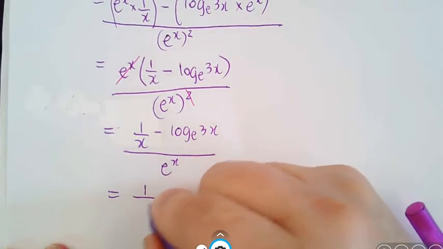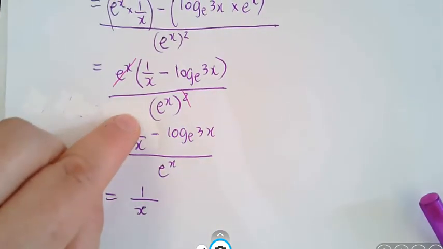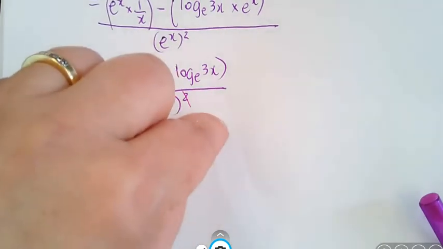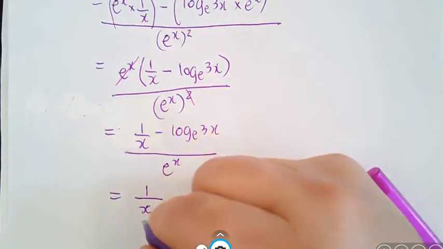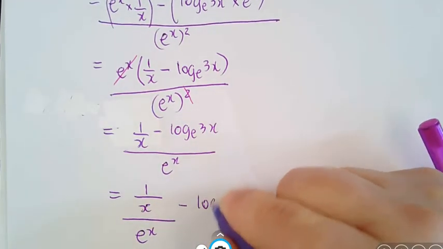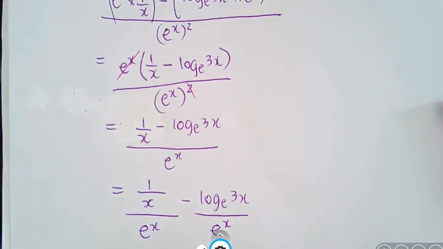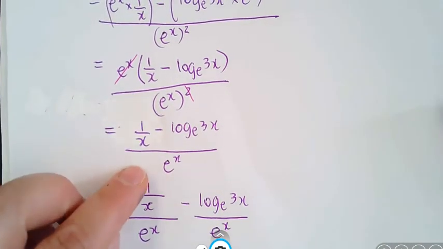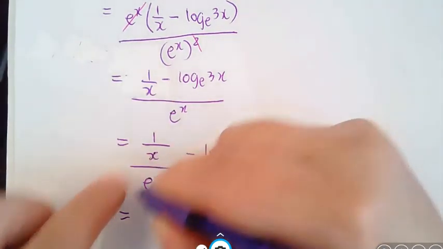What I'm going to do here is split my fraction up, because I've got 1 on x over e to the x and log to the base e of 3x over e to the x. So I'll split it up. So we've got 1 on x over e to the x. You okay with that? Minus log to the base e of 3x over e to the x. Now, when you have this, 1 over that over this, the x now can come down here.